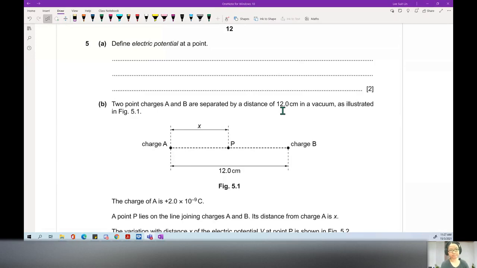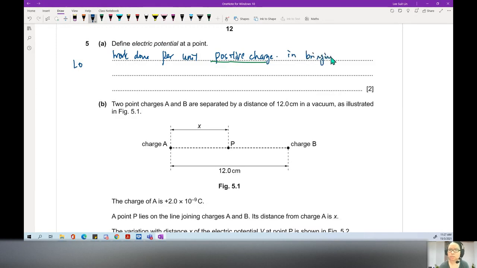So 5A, define electric potential. Again, we are going back to a level zero question. Okay, so electric potential is work done per unit positive charge. Cannot emphasize enough to please use positive as your reference and test charge. So work done per unit positive test charge.